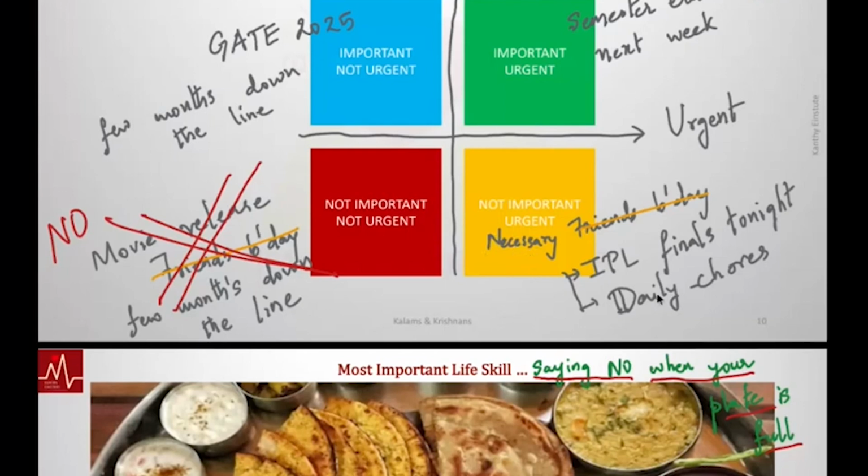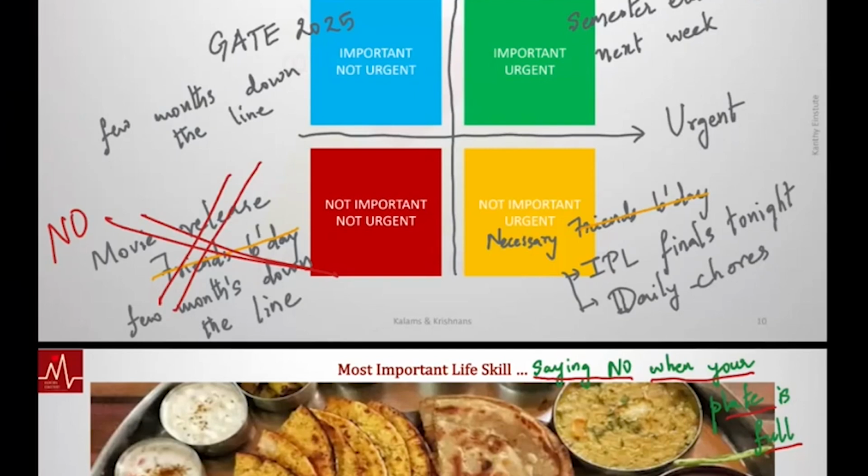Daily chores, man. It's necessary, right? Personal hygiene, it's necessary, right? We cannot say no to it. Just because it's not important, we cannot say no. And also here, just because it's not urgent, again, we cannot say no. So what do we do about this category? What do we do about this category? Guesses? I'll finish this picture in a couple of minutes. Any guesses what you should do?